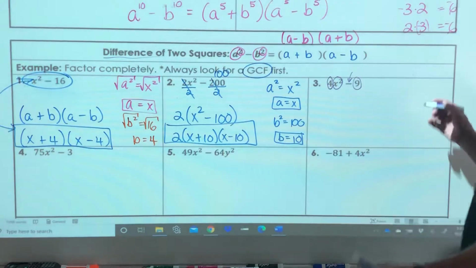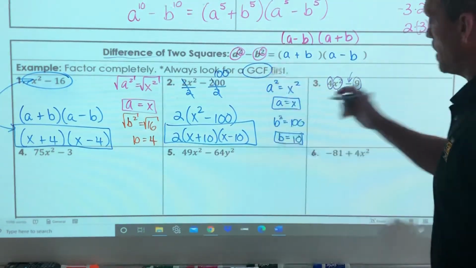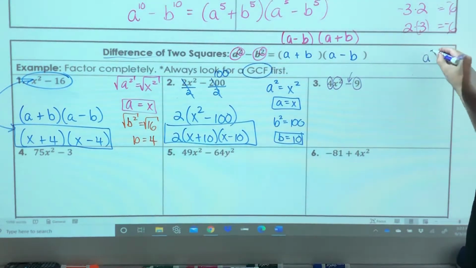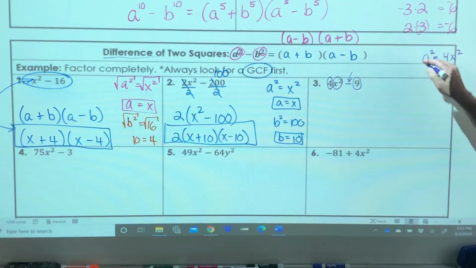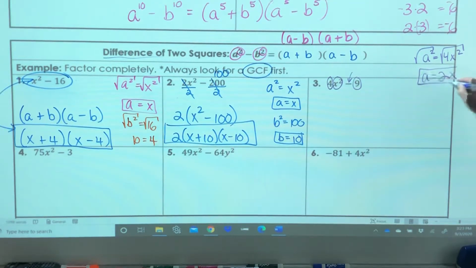So we could break these things apart very similar to how we did this. Now my a squared equals 4x squared. So when I take the square root of this, square root of 4 is 2. Square root of x squared is x. So now my a equals 2x. My next piece is b squared equals 9, so my b equals 3 when I take the square root. So now I have an a of 2x and a b of 3.